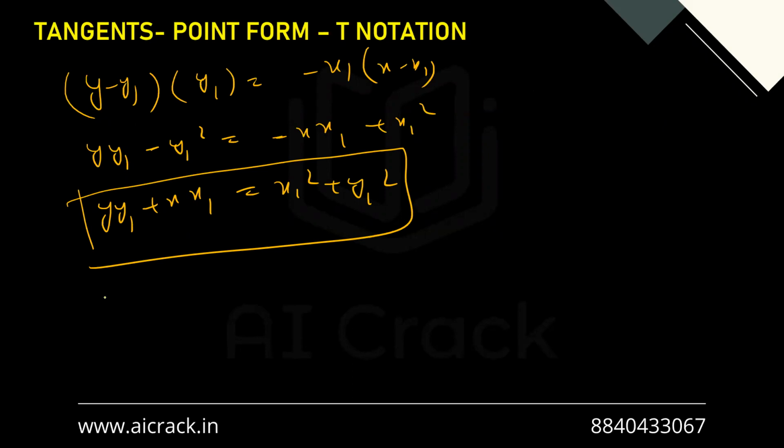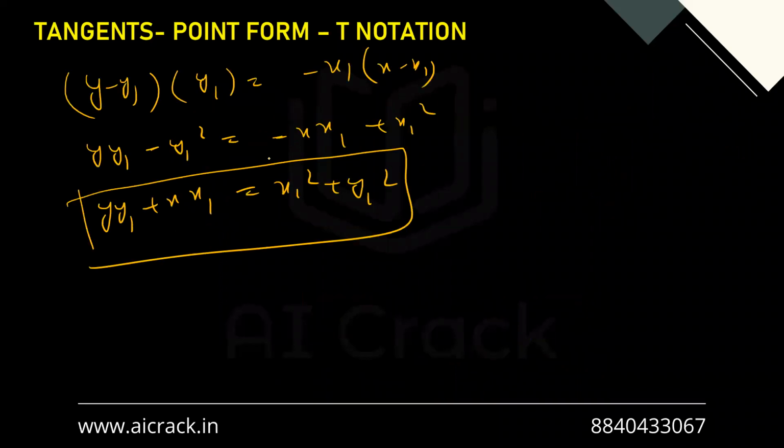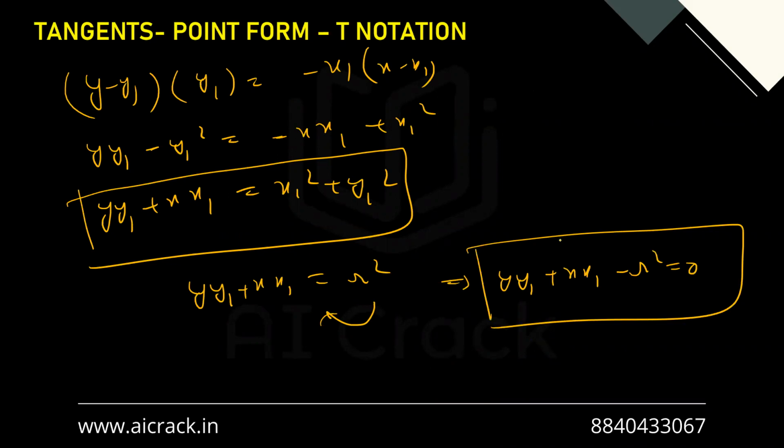Let's see how. I can write this x1 square plus y1 square as r square only, because x1 square and y1 square is this coordinate only, and if we talk about this as the origin, then this distance is y1 and this distance is x1. If we square both of them, that gives us the radius only, right? So this becomes r square. So y1 plus x1 equals r square. If I take r square to the left side, I get y1 plus x1 minus r square equals 0. Now this is the T notation format.